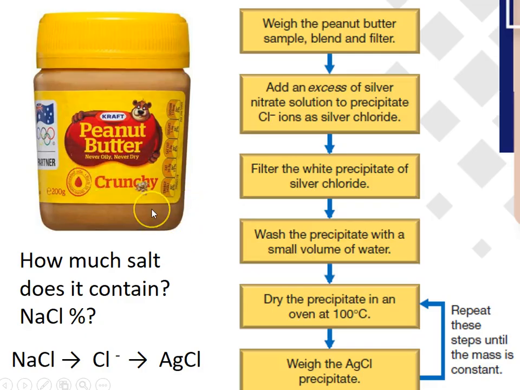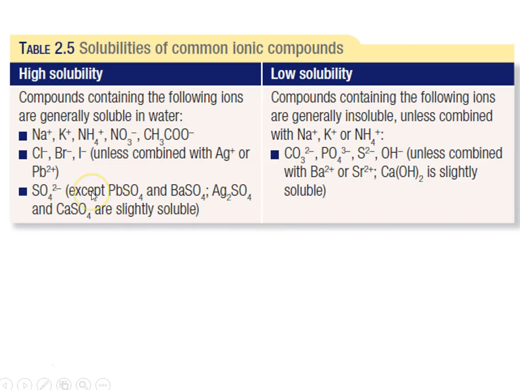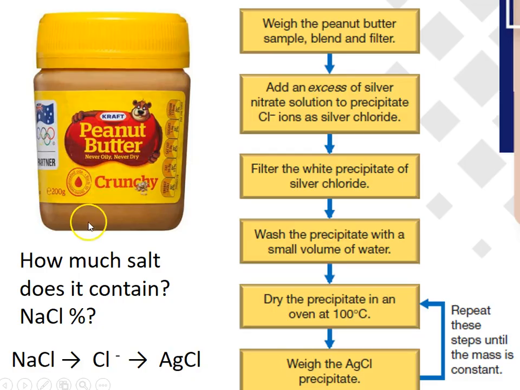You've got these in your book. Which ions are soluble? All right, so the example we're going to do is with peanut butter. It could be with anything. If you wanted to know what percentage of your food is salt, how salty your food is, you could use this technique.